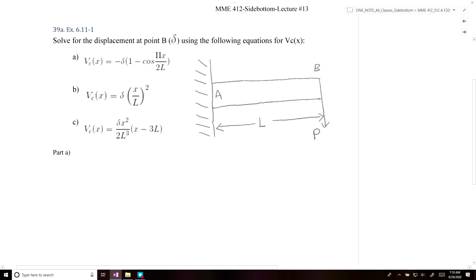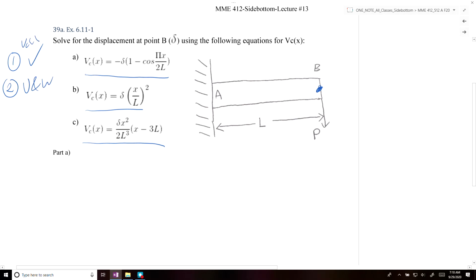So in this example problem, we're asked to solve for the displacement at the free end of our cantilever beam, using the following equations for Vc(x). These are our shape functions, Vc(x). We've already completed step 1 of Rayleigh's method, which is done. So step 2 asks us, we need to determine our U and our W.